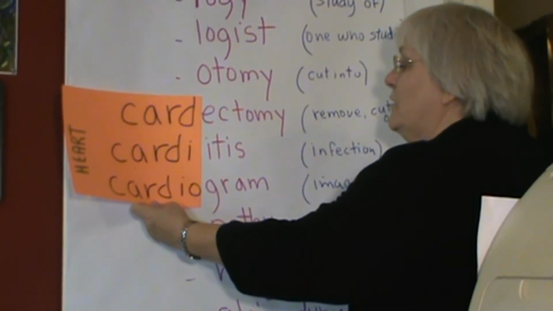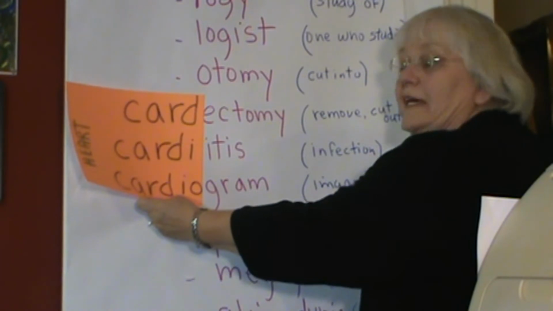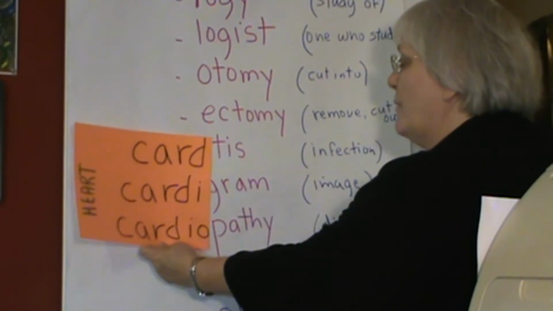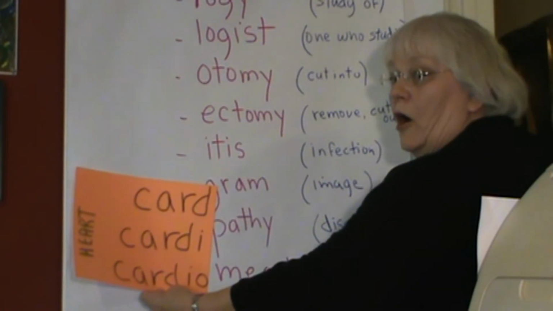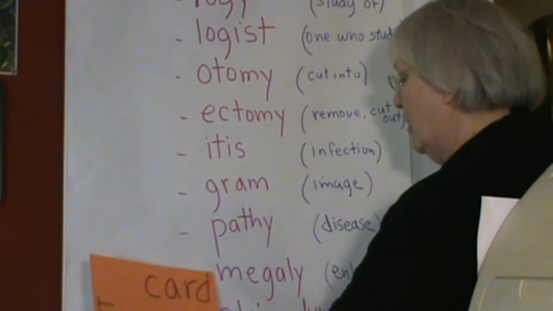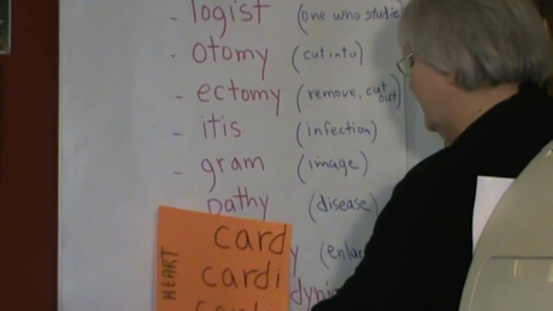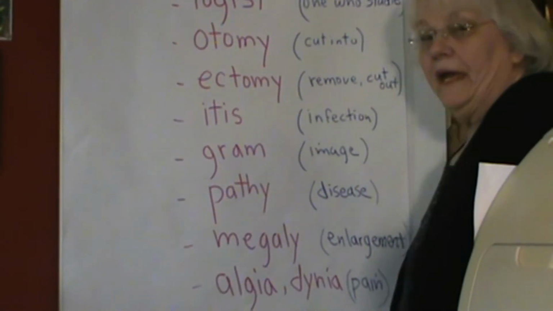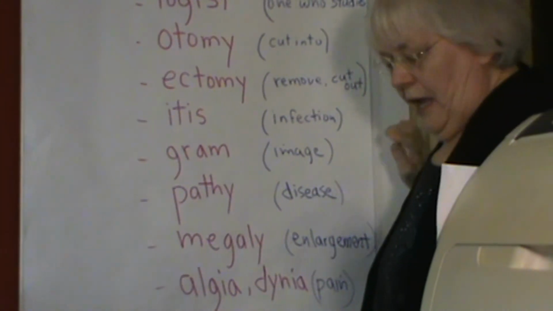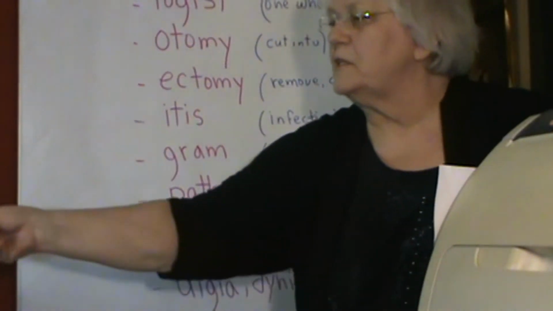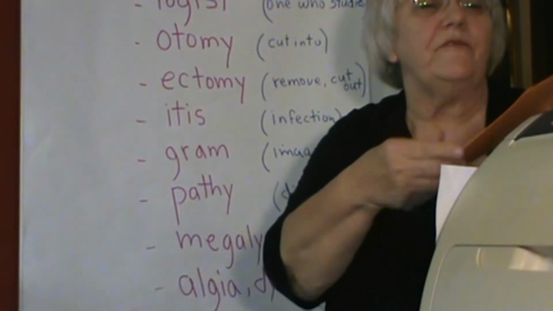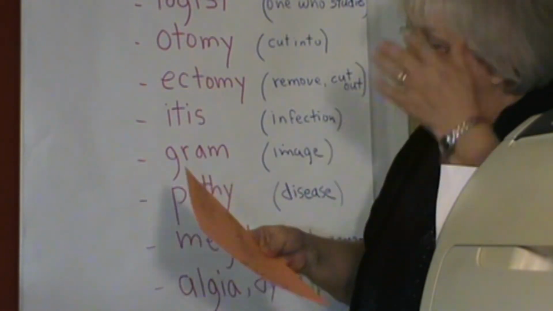Cardiogram, image of electrical activity of the heart. Cardiopathy, heart disease. Cardiomegaly, heart enlargement. Cardialgia, cardiodynia, heart pain. See how that works? And so we can take, I have all the other root words done as well. I'm not going to go through all of them because we've kind of gone through them already, but watch this.